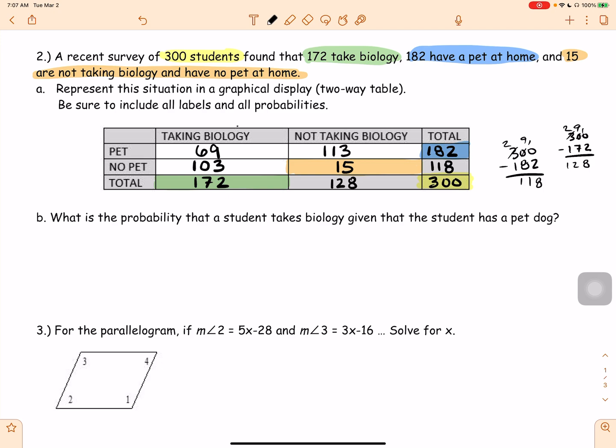So now we have to answer part B. What is the probability, I always like to start setting it up. What is the probability that a student takes biology given the student has a pet dog? And in this case, just put has pet, because that's what we're looking at here. It doesn't matter what kind of pet, it's a pet.